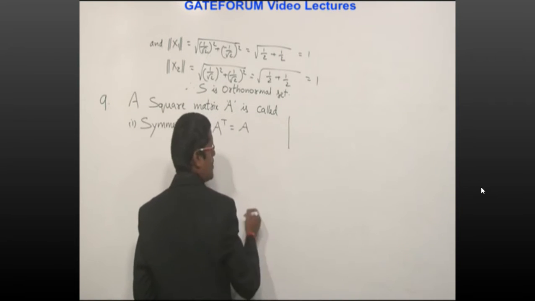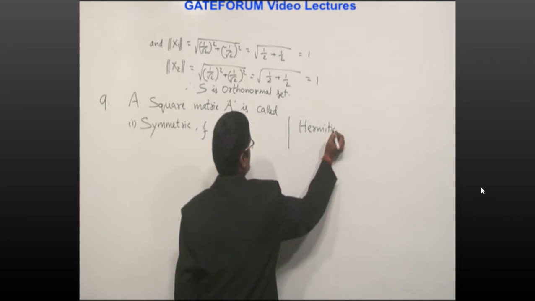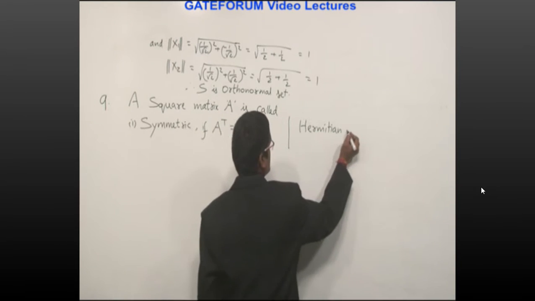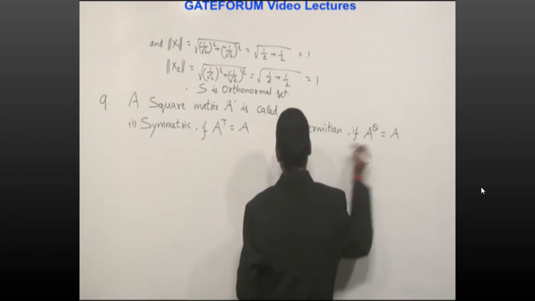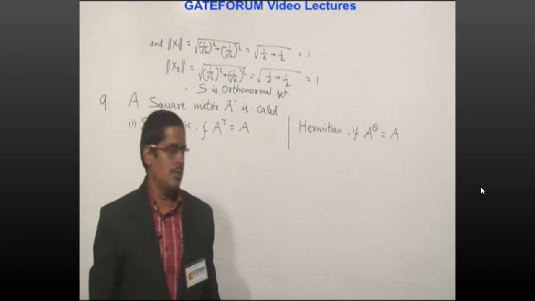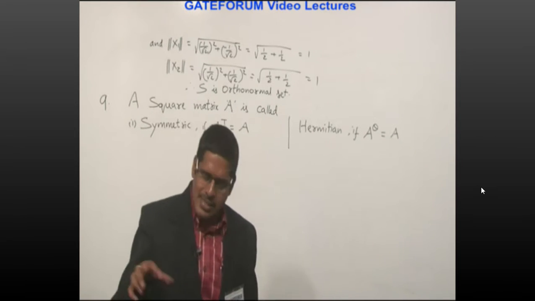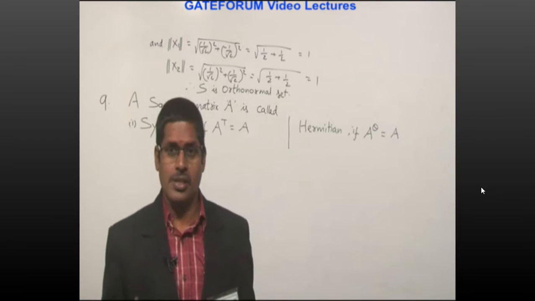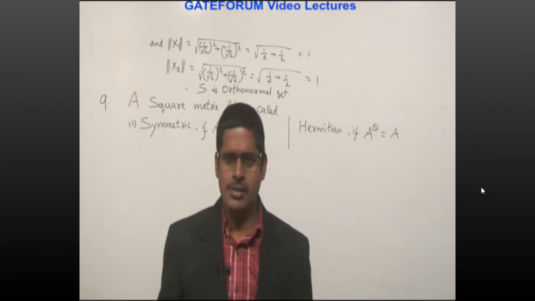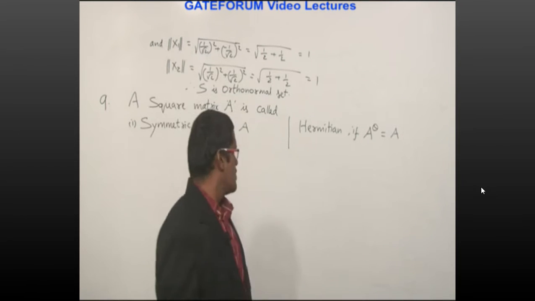On the other hand, I am writing side by side, Hermitian if A to the power theta is equal to A. So in every definition I am giving pairwise, that is side by side. One is transpose, other is transpose conjugate, that is theta notation, that is explained in the day 1, that is Tuesday. Okay.